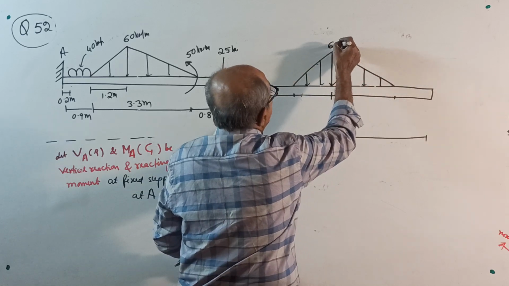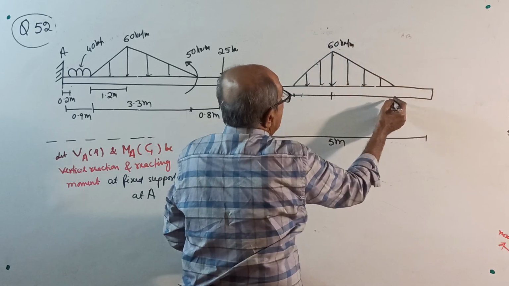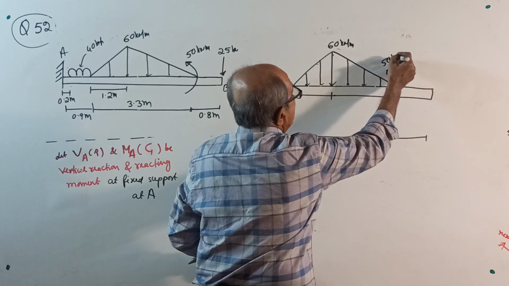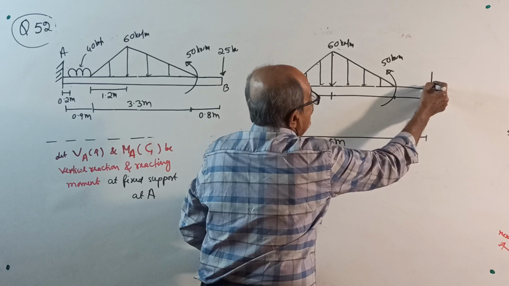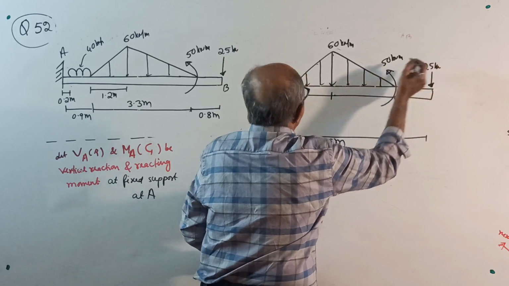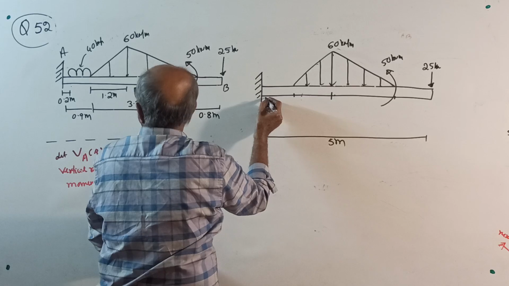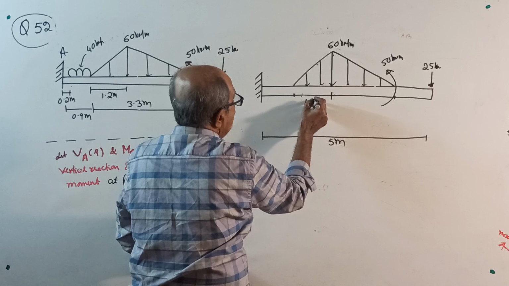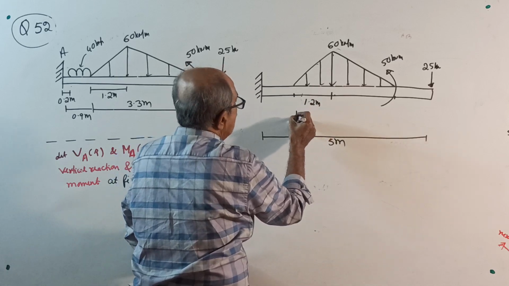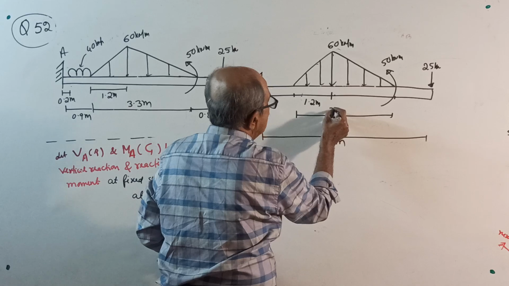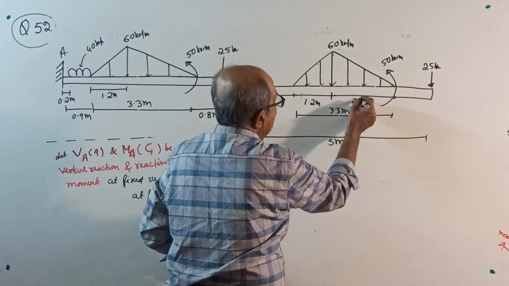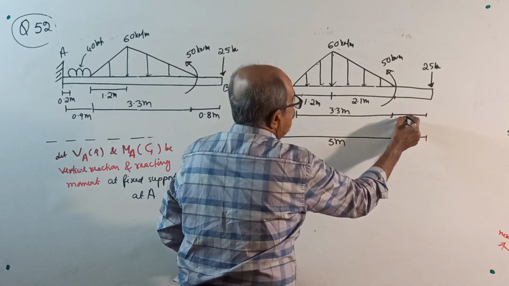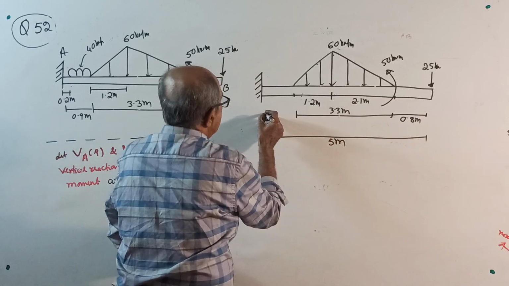This is 60 kilonewton per meter. An anti-clockwise couple here of 50 kilonewton meter. A point load of 25 kilonewton. Here is a UDL, a small gap is there, 0.2 meter gap. Now distance wise, this is 1.2 meter. The total length they told is 3.3 meter. If that is 3.3, this will be 2.1 meter. You calculate. Then this will be 0.8 meter.